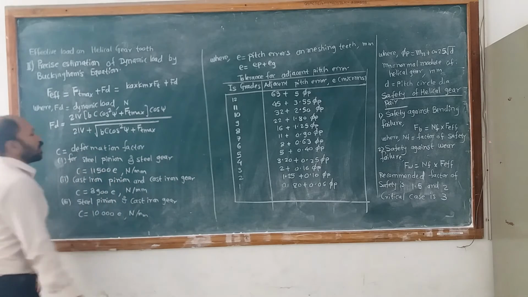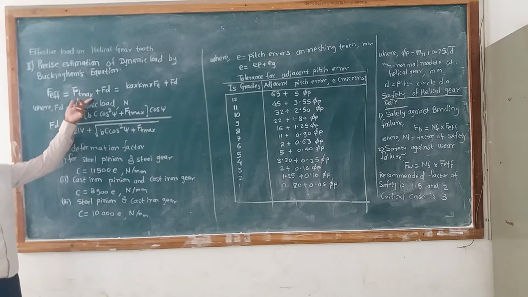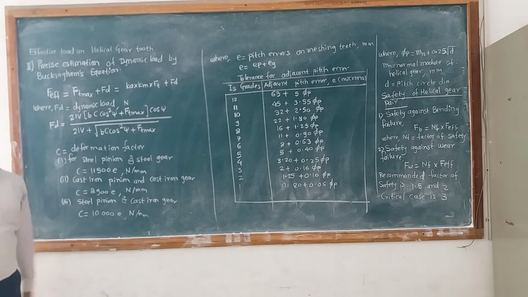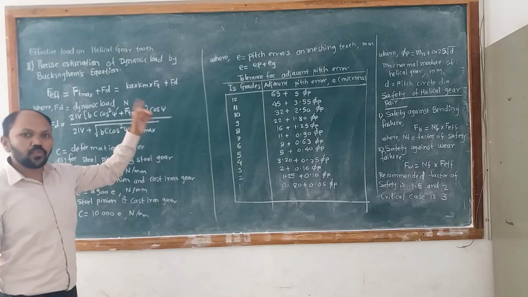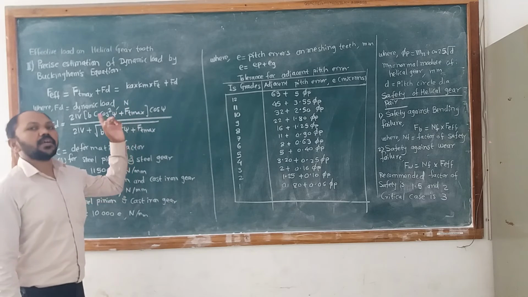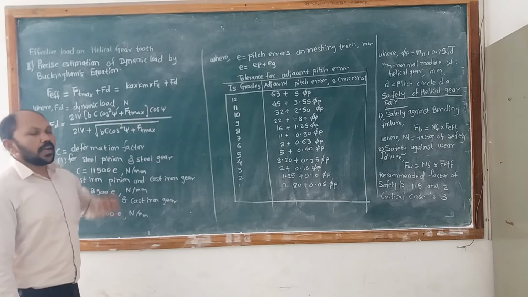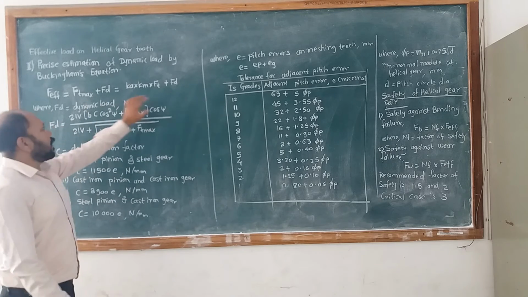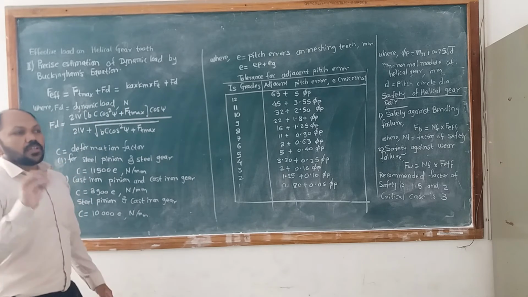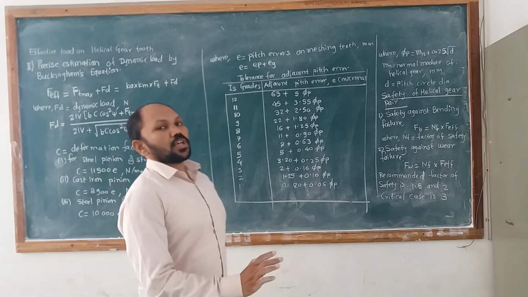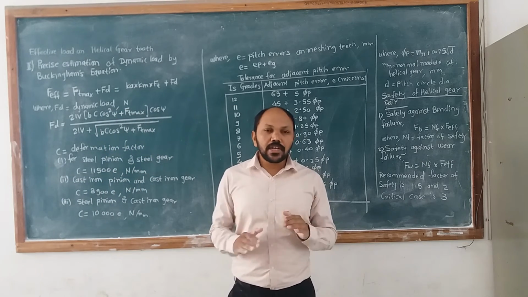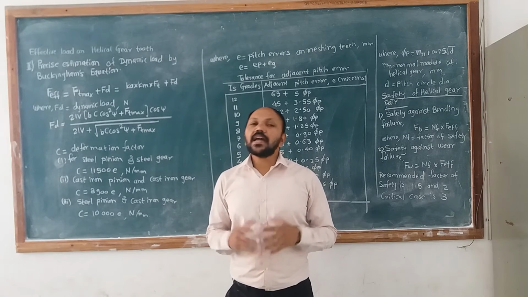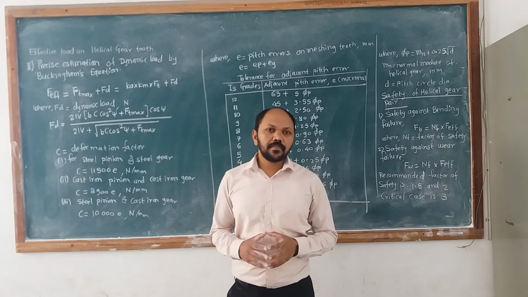What is the formula? The formula is F effective is equal to Ft max plus Fd, where Ft max we already discussed in the preliminary estimation stage. Ft max is nothing but Ka into Km into Ft. Ka is the application factor, Km is the load distribution factor, Ft is the theoretical force. Now, as this is the precise estimation method, why is it called precise? Because at this stage all dimensions are available with us.